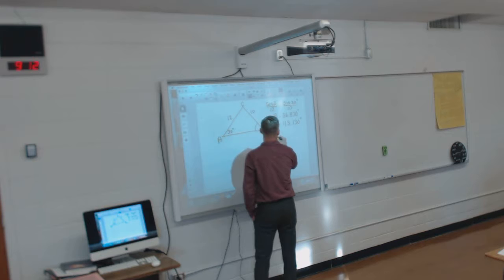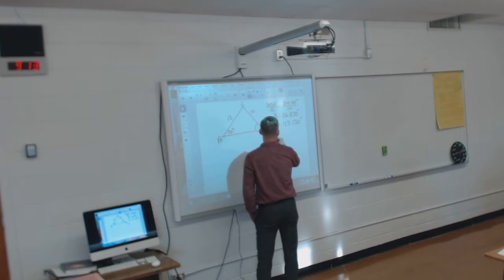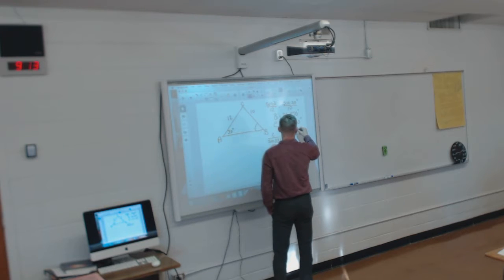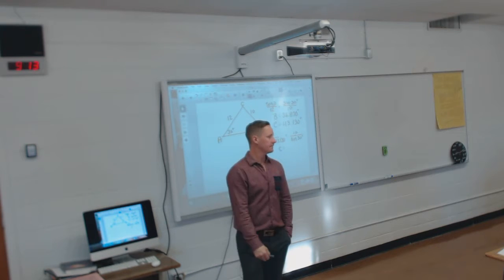So I have to use my law of sines again. So side C over the sine of 113.13 is equal to 10 over the sine of 30. What was side C equal?